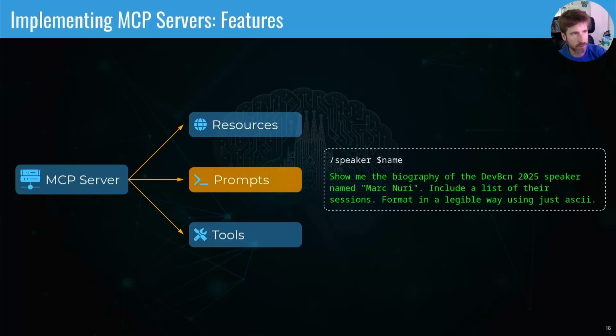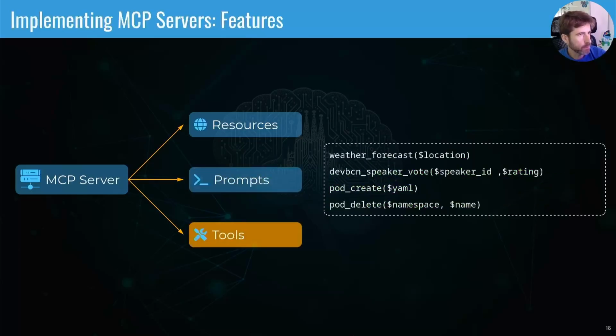So maybe in this case you would have this speaker prompt that would have this argument name. So you could replace this with /speaker and my name, and this would be replaced with: show me the biography of the DevBcn 2025 speaker named Mark Nuri, blah blah blah. So yeah, this is a silly example. Usually you would have a very, very long prompt, and that would actually be the kind of good use case for this functionality. And finally, and probably the most important one, tools. We have already seen a little bit how this works. Your MCP server can expose functions or tools that the LLM can then call.